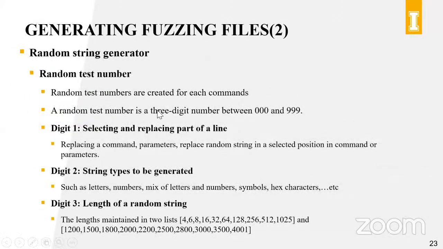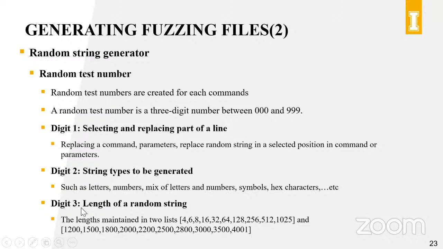The random test number is a 3-digit number between 000 and 999. The digit 1 means selecting and replacing part of a line, that is, replacing a command parameter with a random string in a selected position in the command or parameter. The digit 2 is for the string types to be generated, such as letters, numbers, a mix of letters, numbers, symbols, hex characters, and so on.